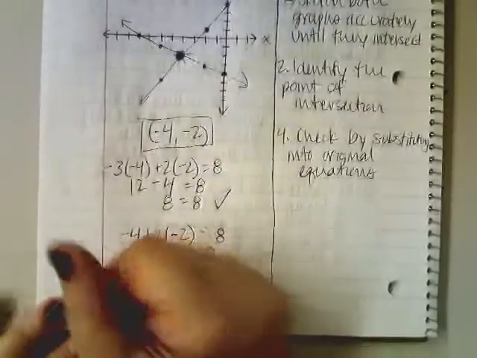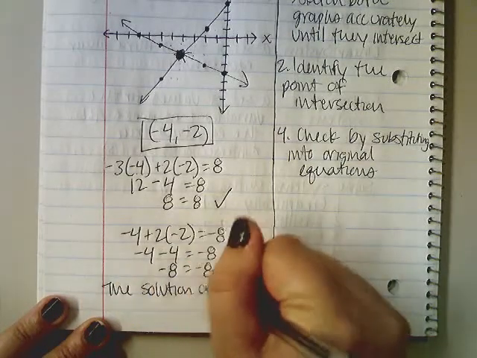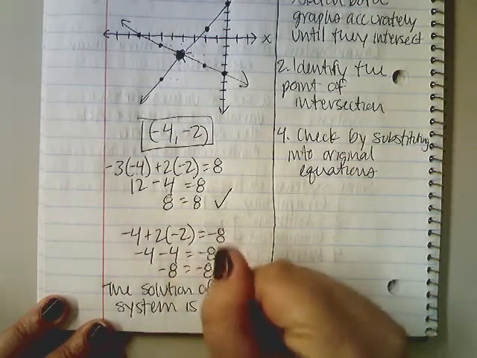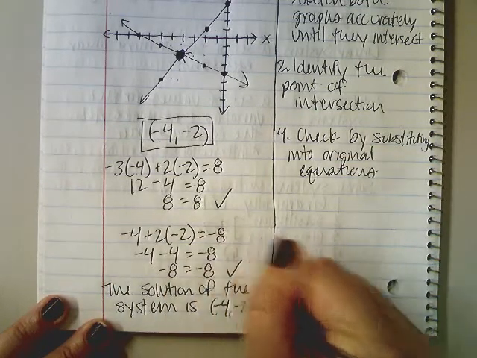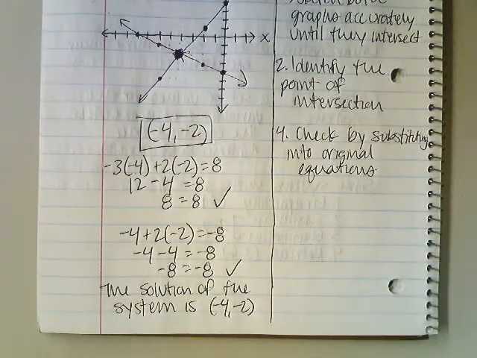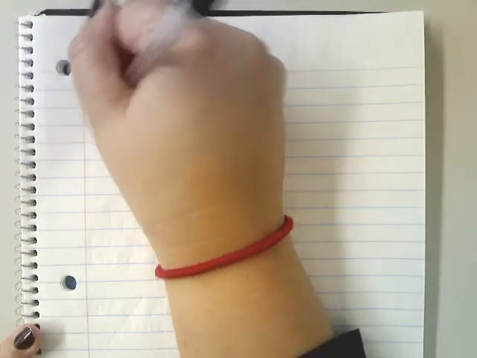The solution, I can write that as my final answer. The solution of the system is negative 4, negative 2. And that's our answer. Make sure you write down any questions, comments, concerns on that process. We'll do a quick check together in class, but there's one last thing I'd like to talk about with you guys. And that is consistent systems versus inconsistent systems.